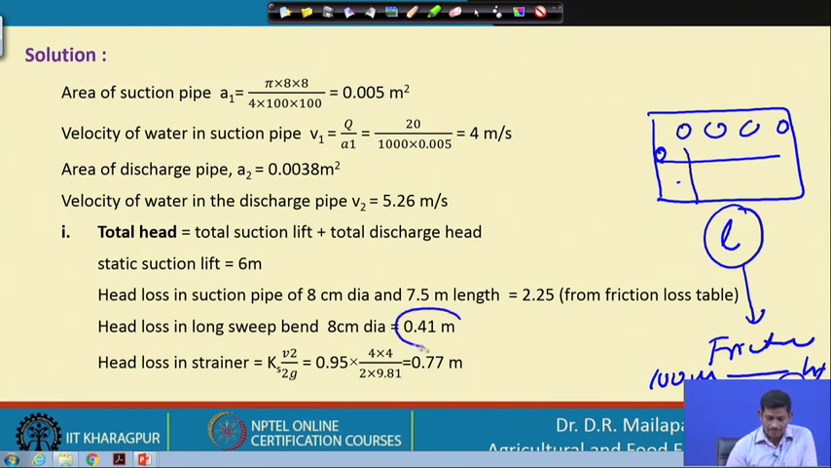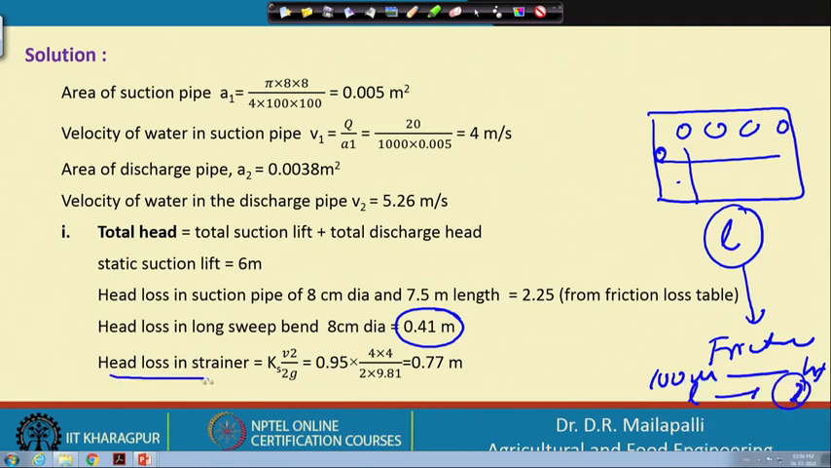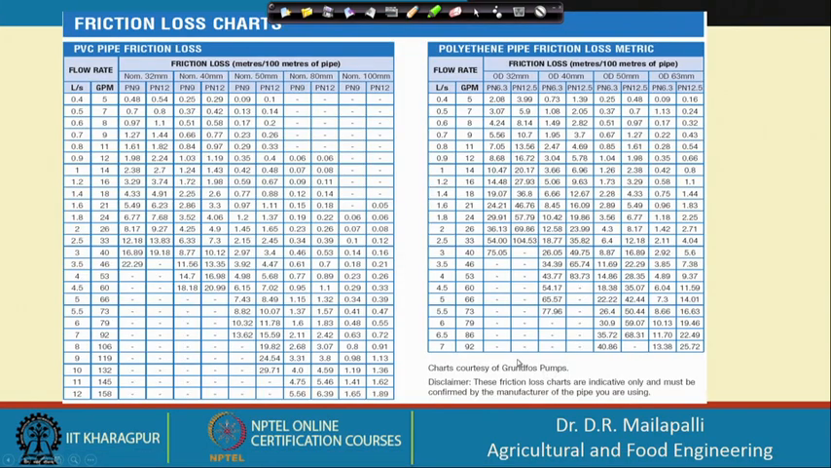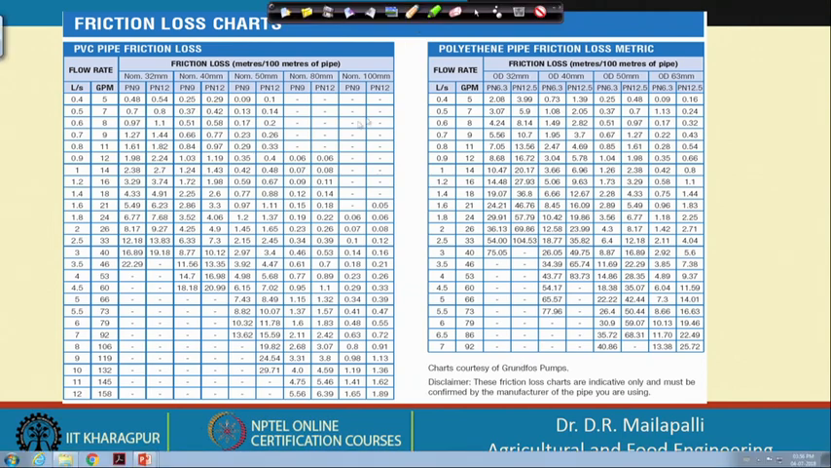Similarly, for head loss in the strainer there is an equation: Ks into V square by 2g. The velocity is estimated, and then you get 0.77 meters for the strainer. For the suction we have the strainer and foot valve. Here there is a friction head loss table. Knowing the discharge and the corresponding diameter, you can find the friction head loss for 100 meter length, and then reduce it to your length.